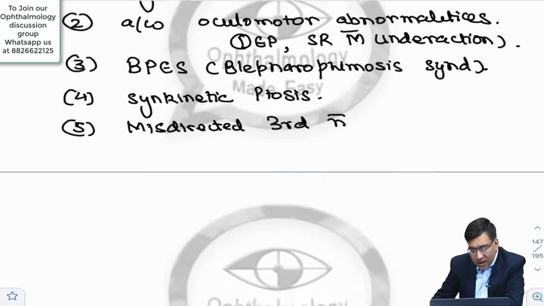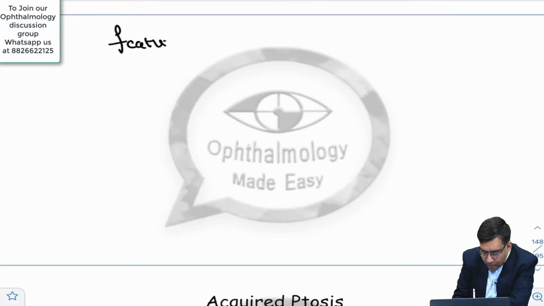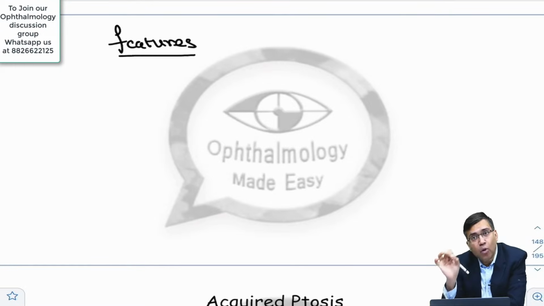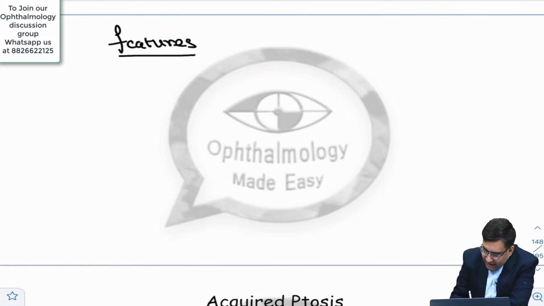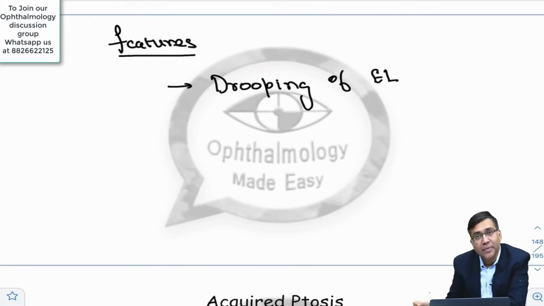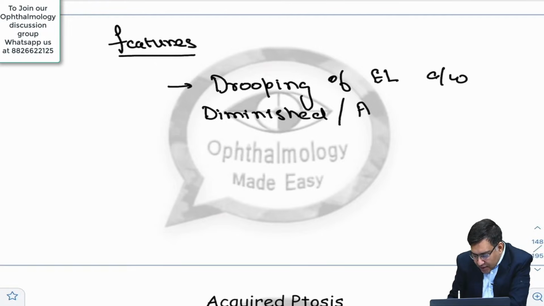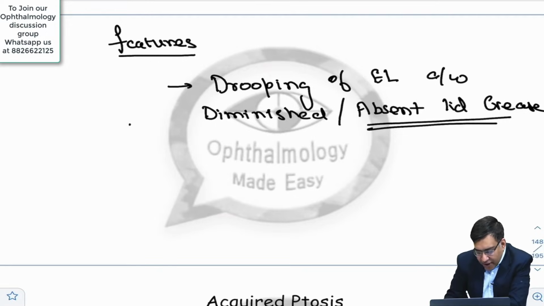Now let's see what are the basic features of congenital ptosis. The most important one that you have to remember is that not only is there a drooping of eyelid, the drooping of eyelid, with the short form PTL, is associated with diminished or absent lid crease. I request you to please note this point, very important.